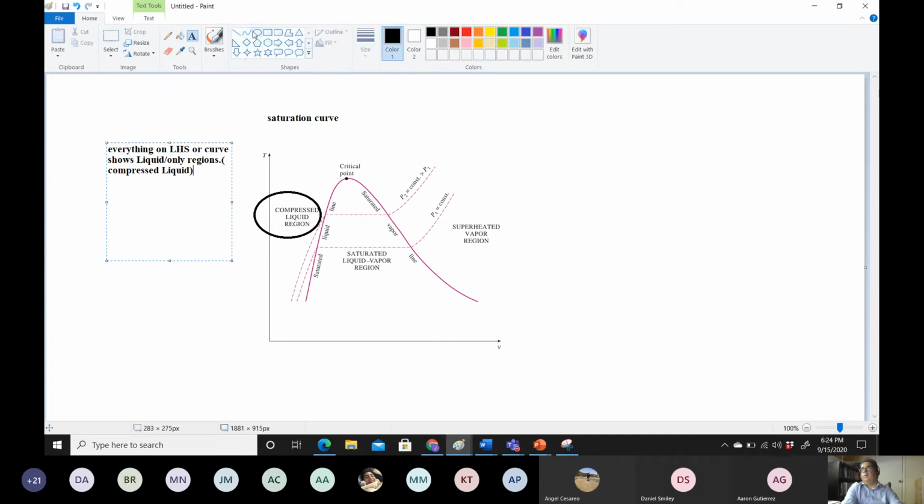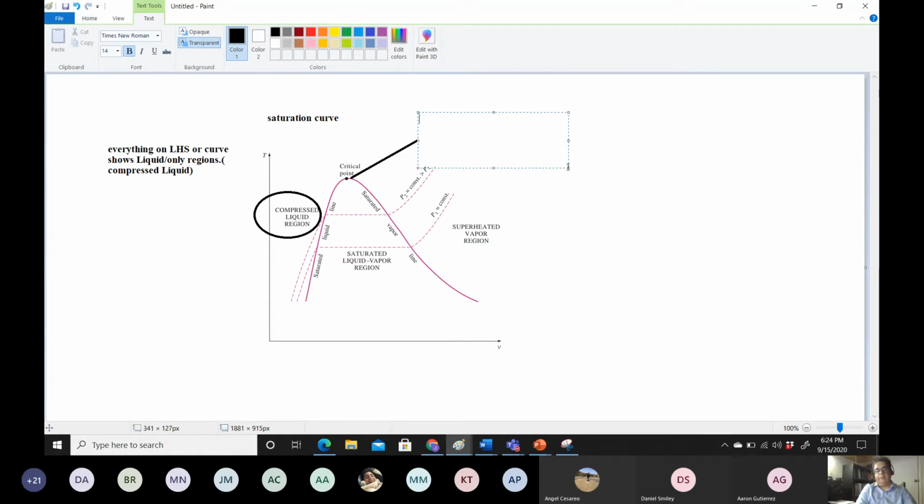This is only one point, but it's a very important point here. That's the critical point. The critical point of a substance or liquid is the point at which the substance can no longer be a liquid.